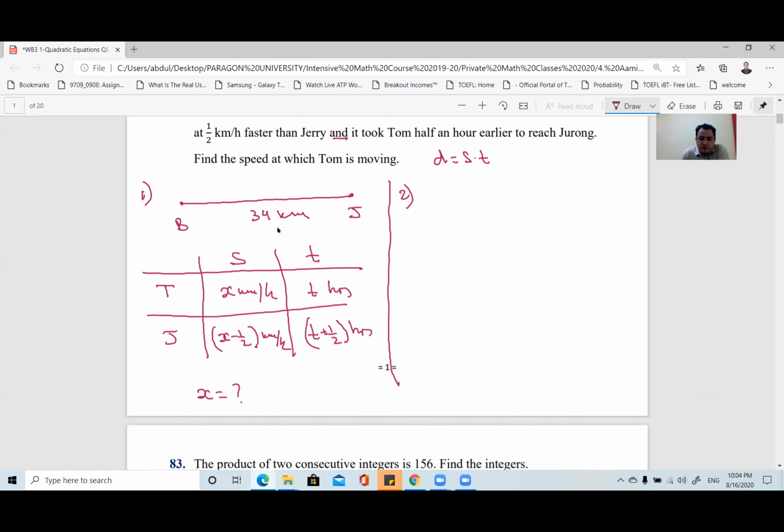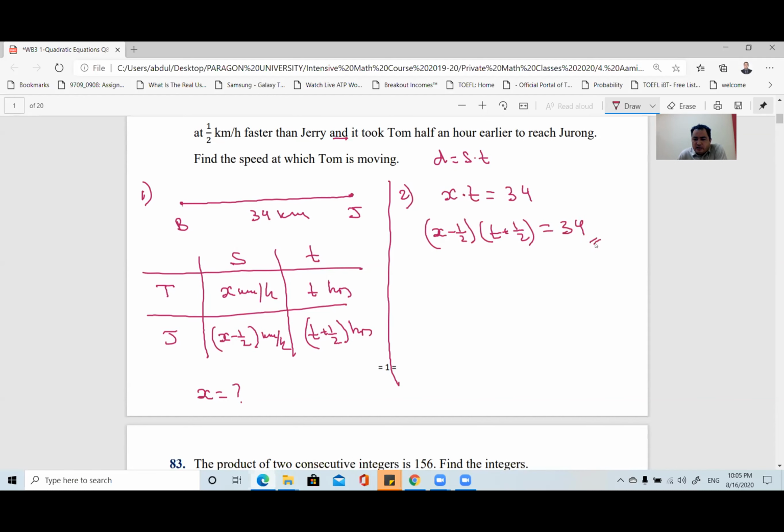Since the distance is 34, we know that speed times time gives us distance. From the first one, speed times time, that is x times t, equal to 34. And for Jerry, his speed is x minus 1/2, time is t plus 1/2. So we have this equation, x minus 1/2 times t plus 1/2, and we are talking about the same distance.